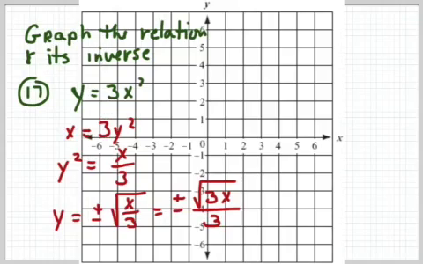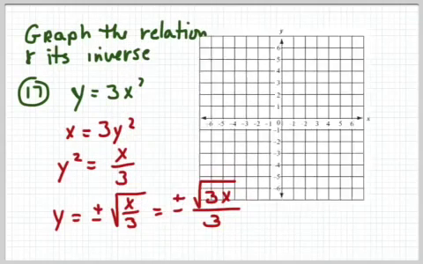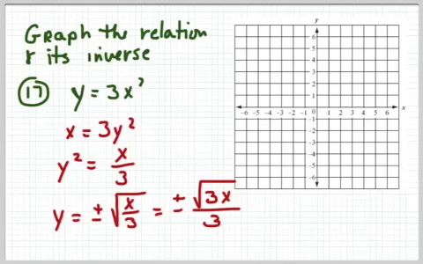I'm going to throw some graph paper in here. It should be good enough. And in green, let's go ahead and graph the original function. It's a parabola, or vertex is at the origin, right there. We can just create a chart of values. 0 gives us 0, 1 is 3, 2 gives us 12.